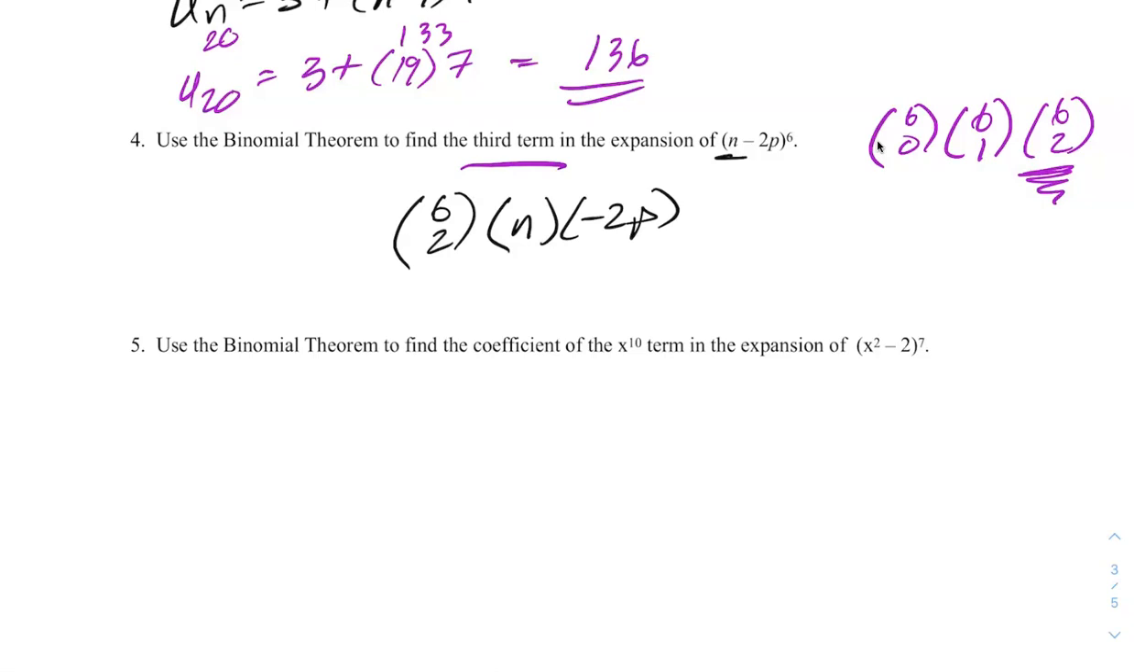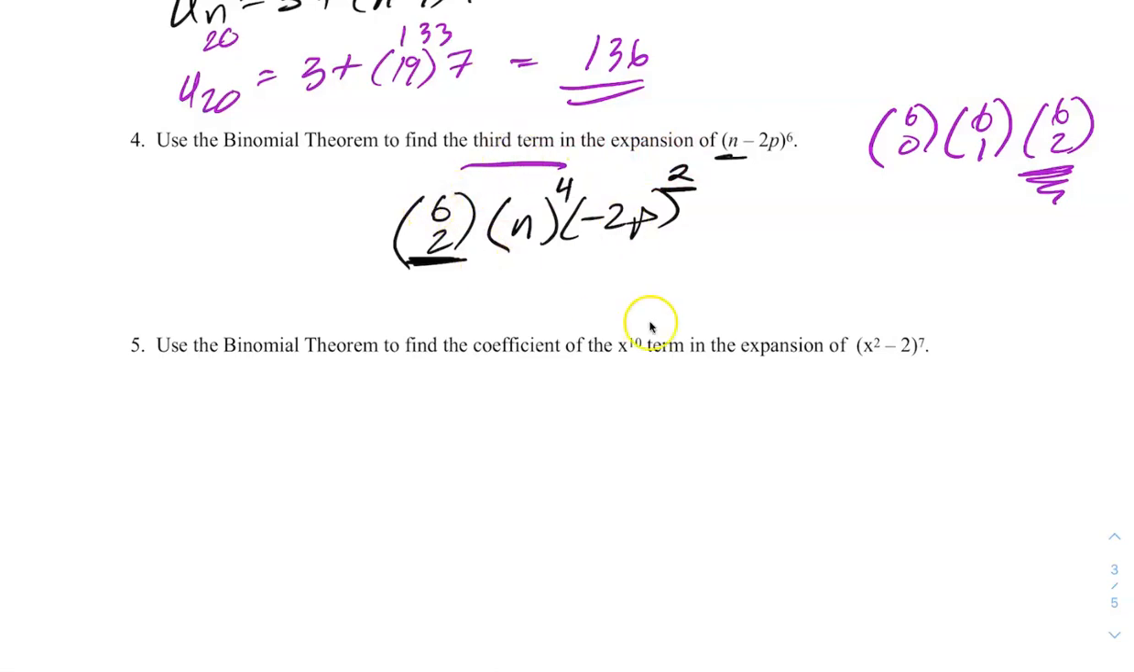Now we've got to find all the powers. The first power is easy: the bottom number matches the power of the second term. So if that's a 2, that's a 2. And to find this one, this power plus this power has to equal the total power. So 2 plus blank equals 6, that would be 4. And there we go.